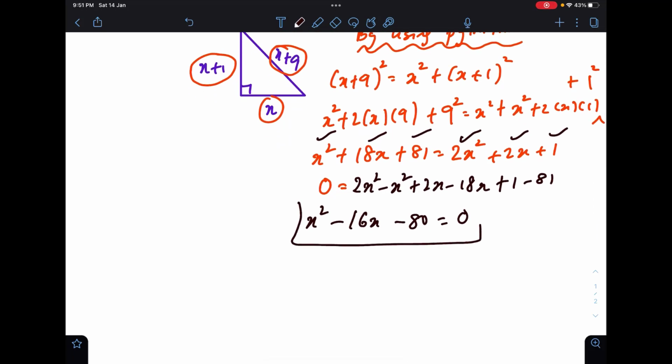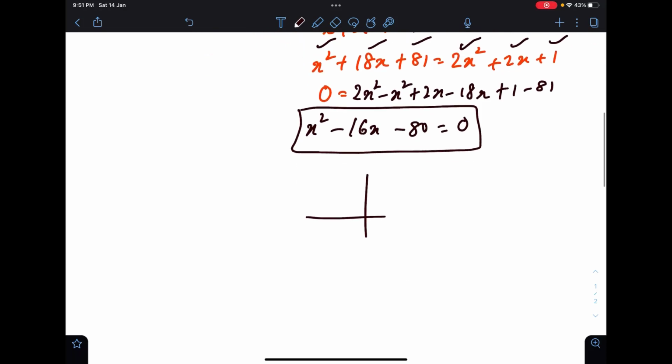And now this is something we need to solve. Now how do we solve this? We can try and use the cross method. Okay, so when you use the cross method, you get x squared minus 80 here, minus 16x. Alright, so there are so many ways to get 80, but the winning combination for this will be 20 and 4. So you get negative and positive here.